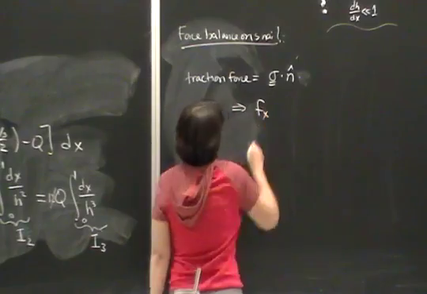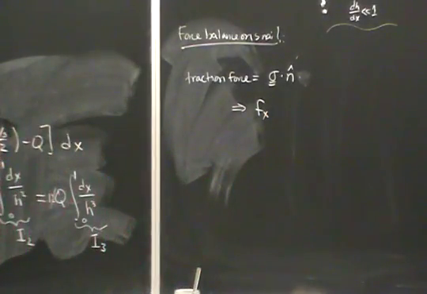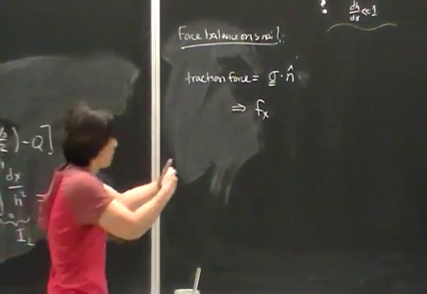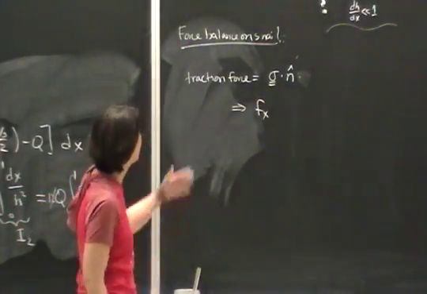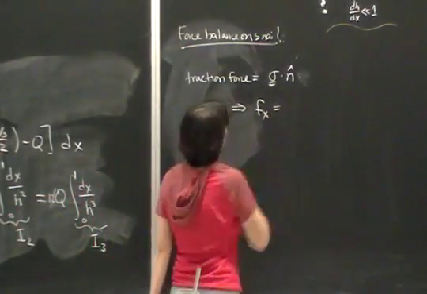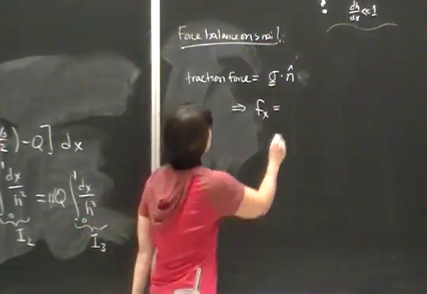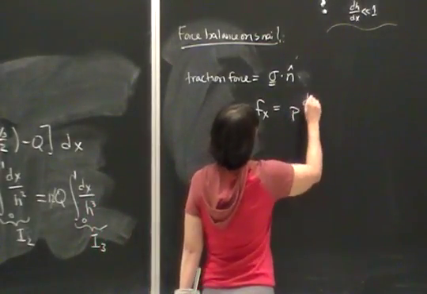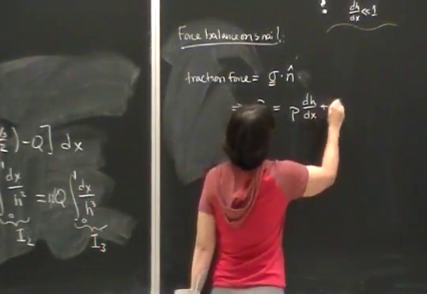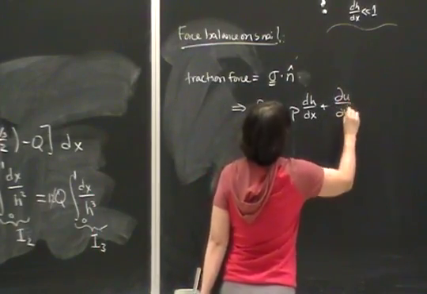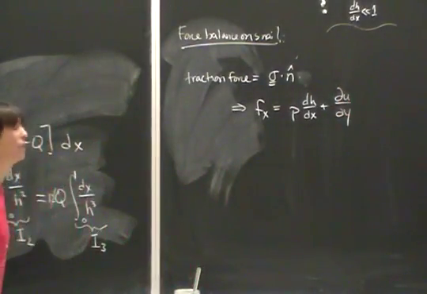If you use that approximation, let's look at the x component of this. This is going to be the force per area, really a force per length, because I don't care about what's going on in this direction. So the force per area, what is it going to be? I think it's going to be p dh/dx plus du/dy.